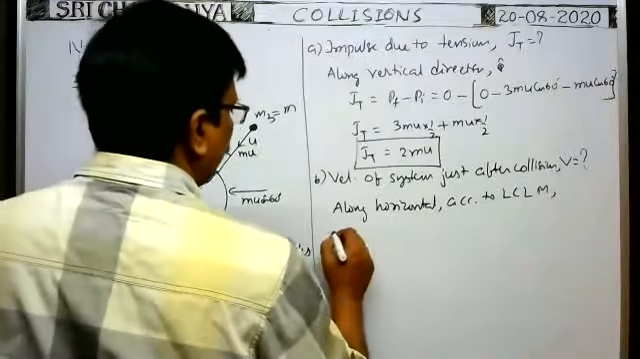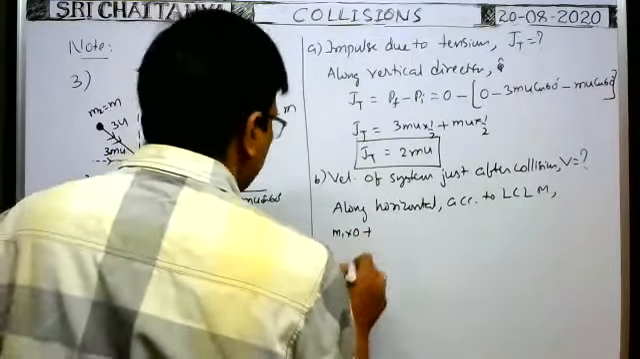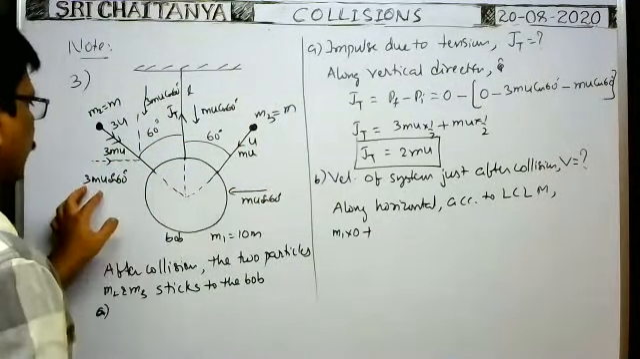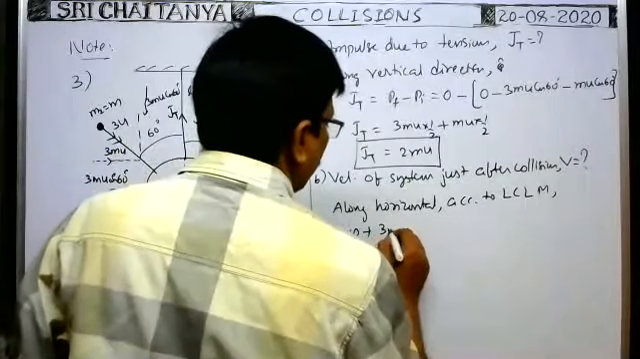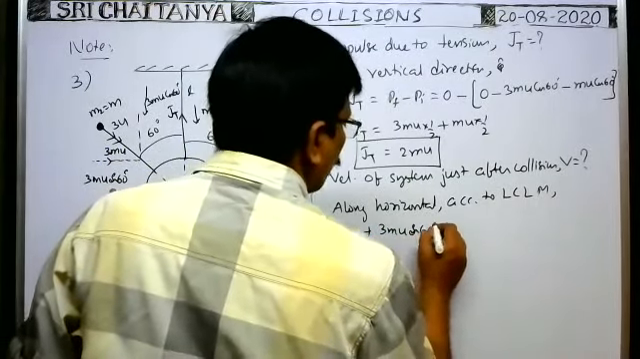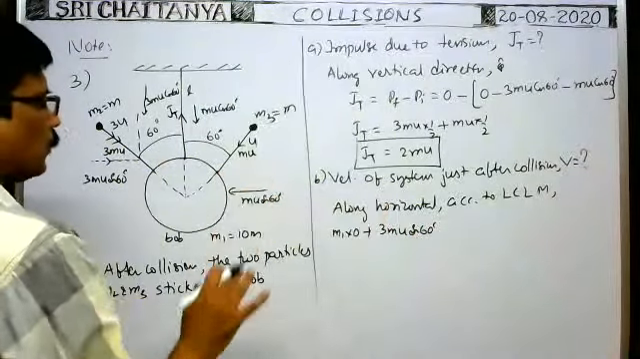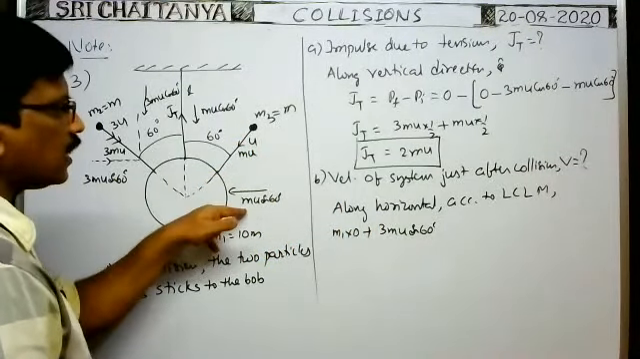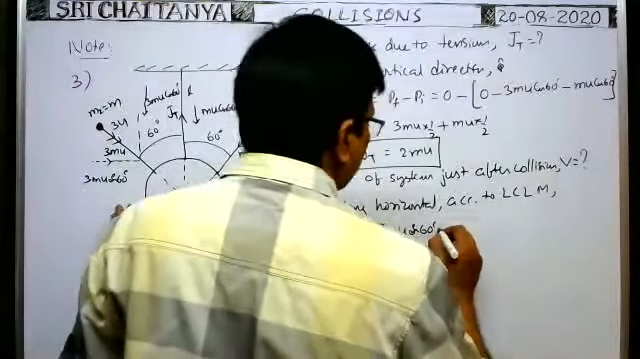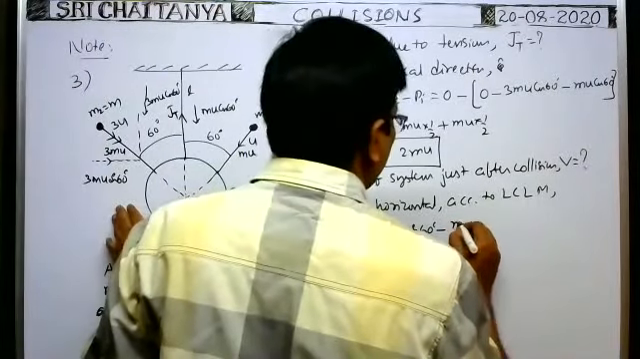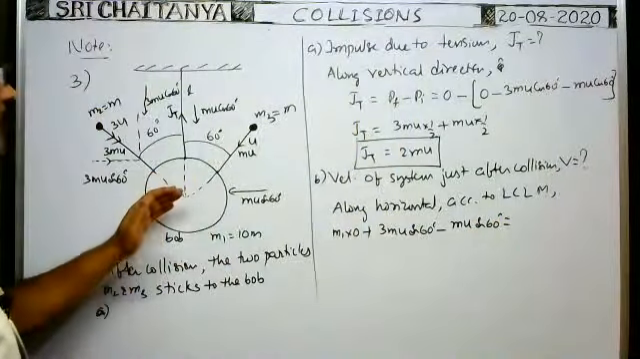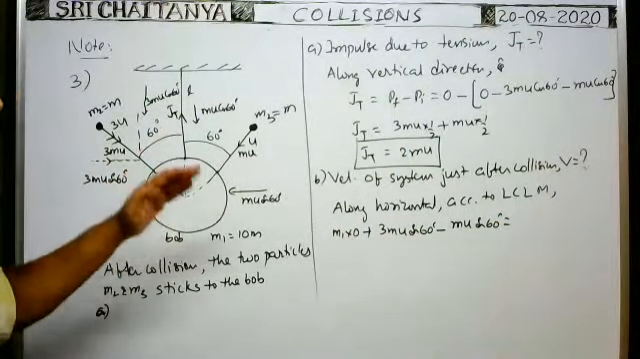That's why m1 into 0 plus, before collision this particle is having momentum along positive x direction, that is 3 mu sin 60. So 3 mu sin 60 towards right, the direction is taken as positive. Next, for the second particle along horizontal direction before collision, momentum is in the negative x direction. That's why you write minus mu sin 60. It is the total momentum of the system along horizontal direction before collision.